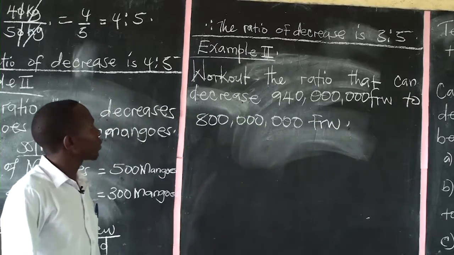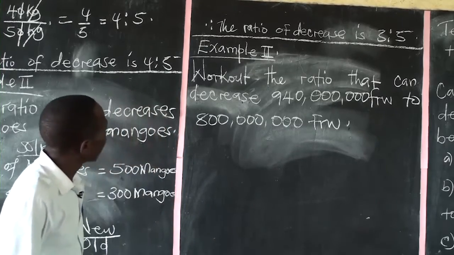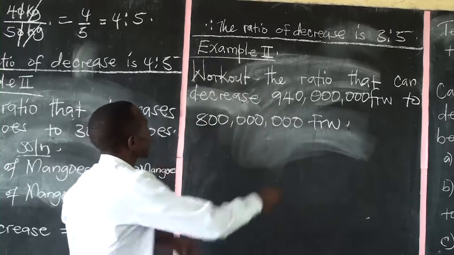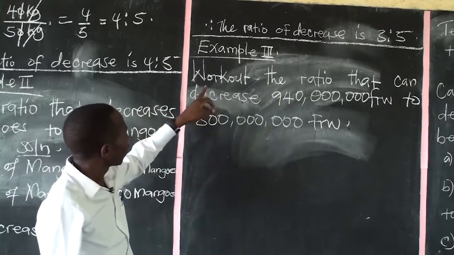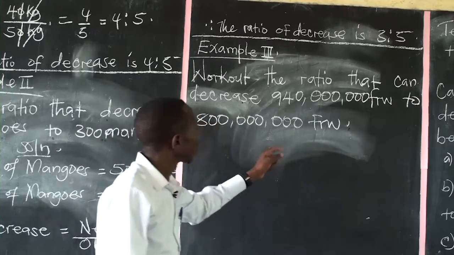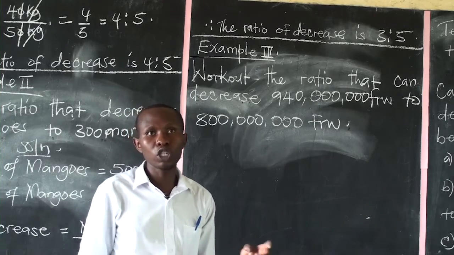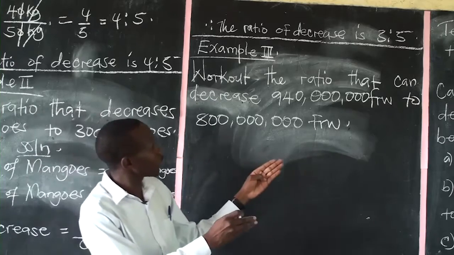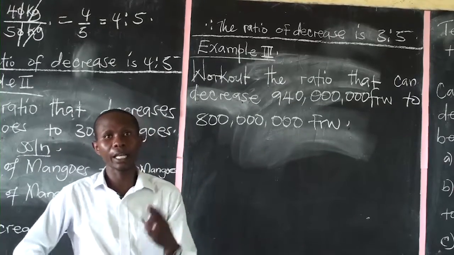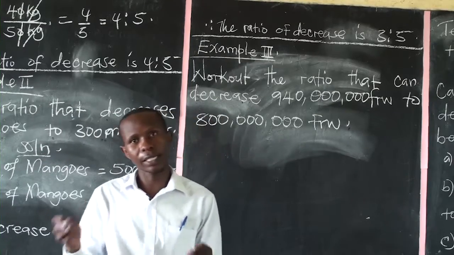Let's look at this example. So the last example, what is it saying in this case? We are still continuing with the decrement, finding the ratio of decrement. Example 3 is saying, work out the ratio that can decrease. Sometimes if they don't use the word decrease, they use the word reduce. So we need to find out the ratio that can reduce or decrease. Those two words are so necessary. If somebody says decrease, another person says reduce, it is the same.